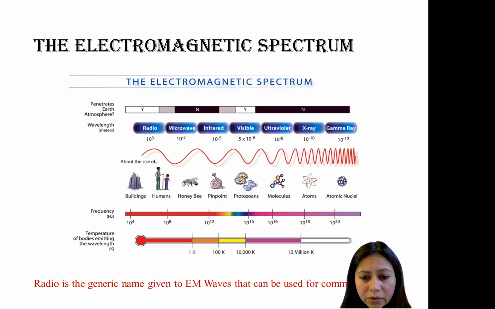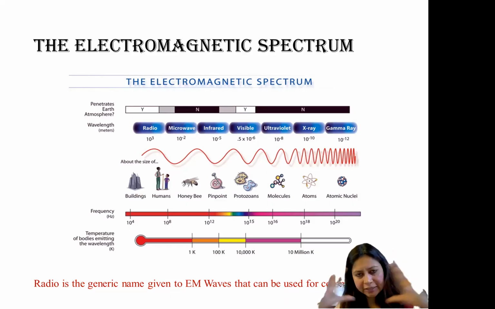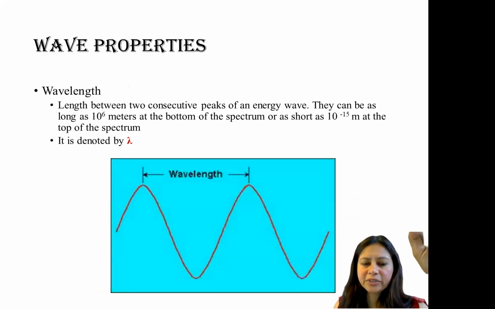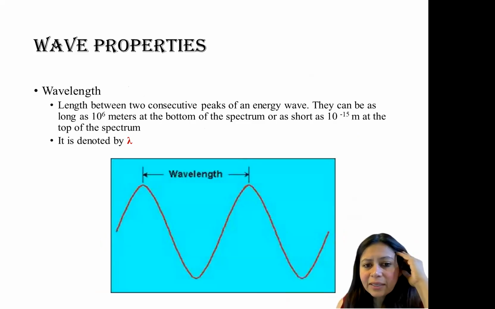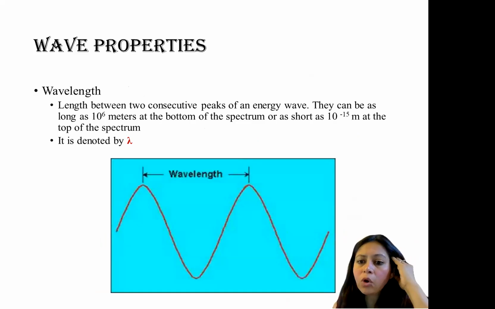So let's go back. This is, as I said, the collection of electromagnetic waves. Now, waves have properties. The three particular properties that we want to look at: wavelength, frequency, and amplitude. So wavelength, what is wavelength? It's the length between two consecutive peaks of an energy wave. They can be as long as 10 to the power 6 meters at the bottom of the spectrum, or as short as 10 to the power minus 15 meters at the top of the spectrum. And wavelength is denoted by the Greek letter lambda.